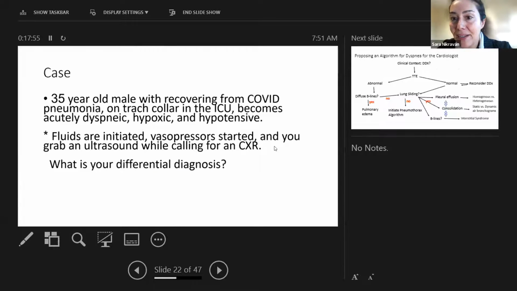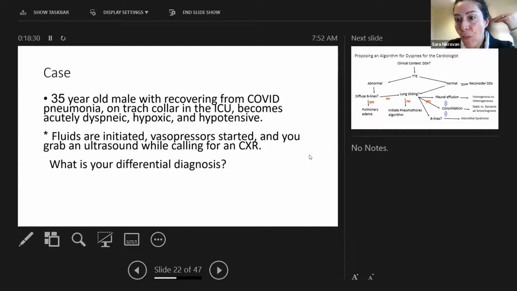So I want to apply this algorithm to our first case. We have a case of a 35-year-old male who was recovering from COVID pneumonia. He was on trach collar in the ICU, and he became acutely dyspneic. Was doing well, all of a sudden dyspneic, hypoxic, and started to get hypotensive. Fluids were initiated. This was at 2 o'clock in the morning. Fluids were initiated, vasopressors were started, and I grabbed an ultrasound machine because I was on nights, and we called for an x-ray just kind of all at the same time.